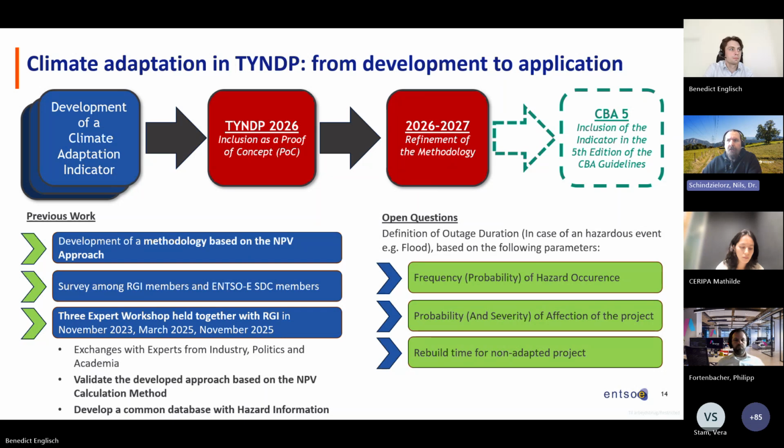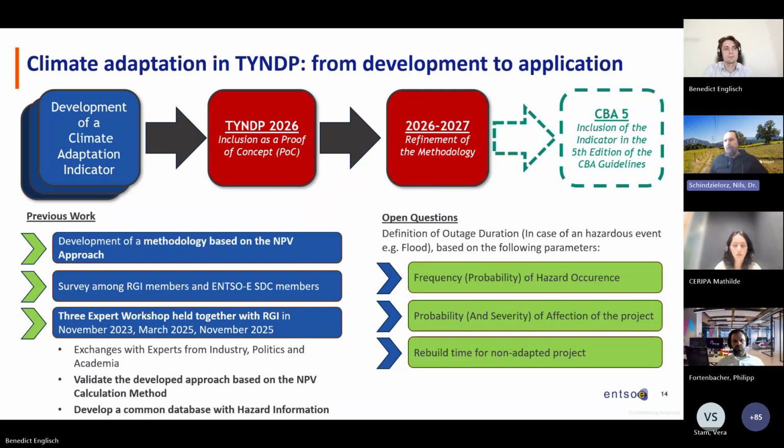Then there was a survey sent out by the RGI together with ENTSO-E, getting feedback on these indicators in general. And then we had 3 workshops held together with the RGI at the ENTSO-E premise, one in November 23, so it was even longer than 2 years of development. It was already roughly 3 years then. Then we had one in March 25 and in November 25, where we got the feedback that we are going into the proper direction with this indicator. We were inviting to these workshops experts from industry, politics, and academia, and developed a common database with hazard information.